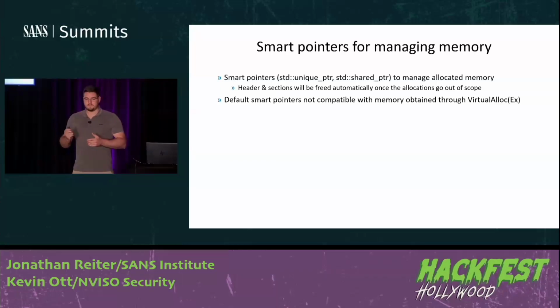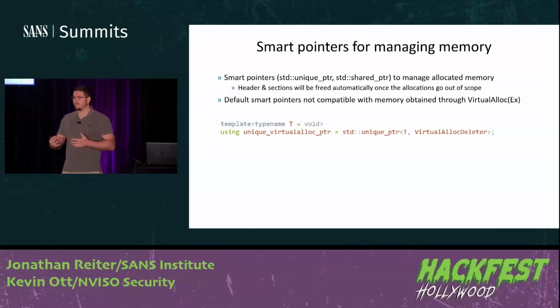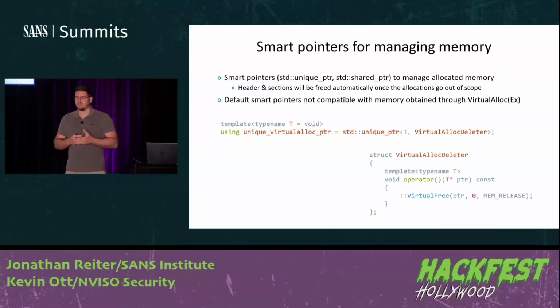So what we need to do instead is create a specialization of our unique pointer and provide a custom deleter. The custom deleter in this case can be a few different constructs within C++. They can either be lambdas, they can be an std::function, or they could be a functor. For this case, I decided to use a functor, which is called VirtualAllocDeleter. And the definition of the functor is basically a struct that has an overridden function call operator.